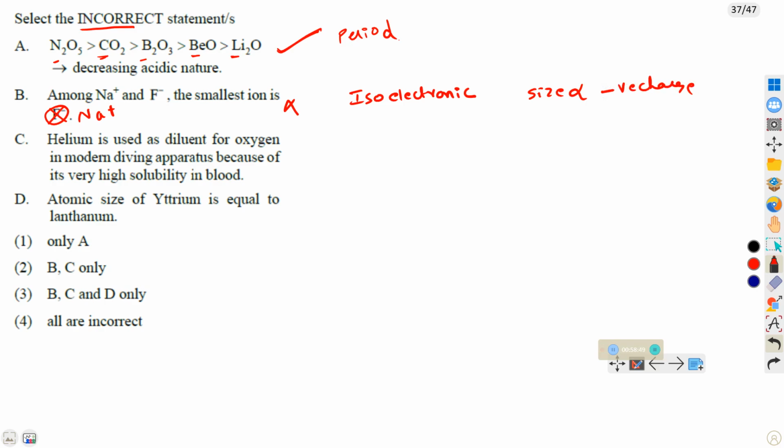Helium is used as a diluent for oxygen in modern diving operations because of its very high solubility in blood. No, not very high solubility. It has very low solubility in blood. Atomic size of yttrium is equal to lanthanum. No, not equal. B, C, D are wrong.